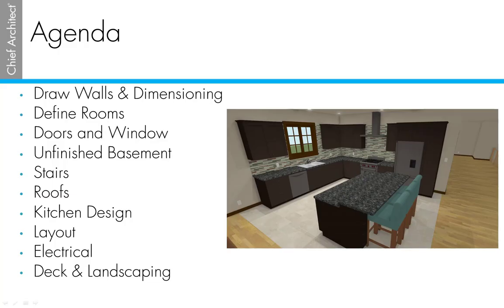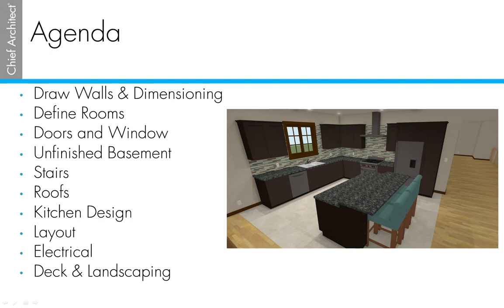Before we begin, I wanted to run through our agenda today. We're going to start off by drawing our exterior and interior walls and dimensioning them to create our floor plan. Then we're going to go through and define our different room types, add doors and windows, create an unfinished basement, and connect that unfinished basement to the first floor with a set of stairs, add a roof to our design, a kitchen, and then create a layout for this kitchen and go through the electrical and deck and landscaping tools.